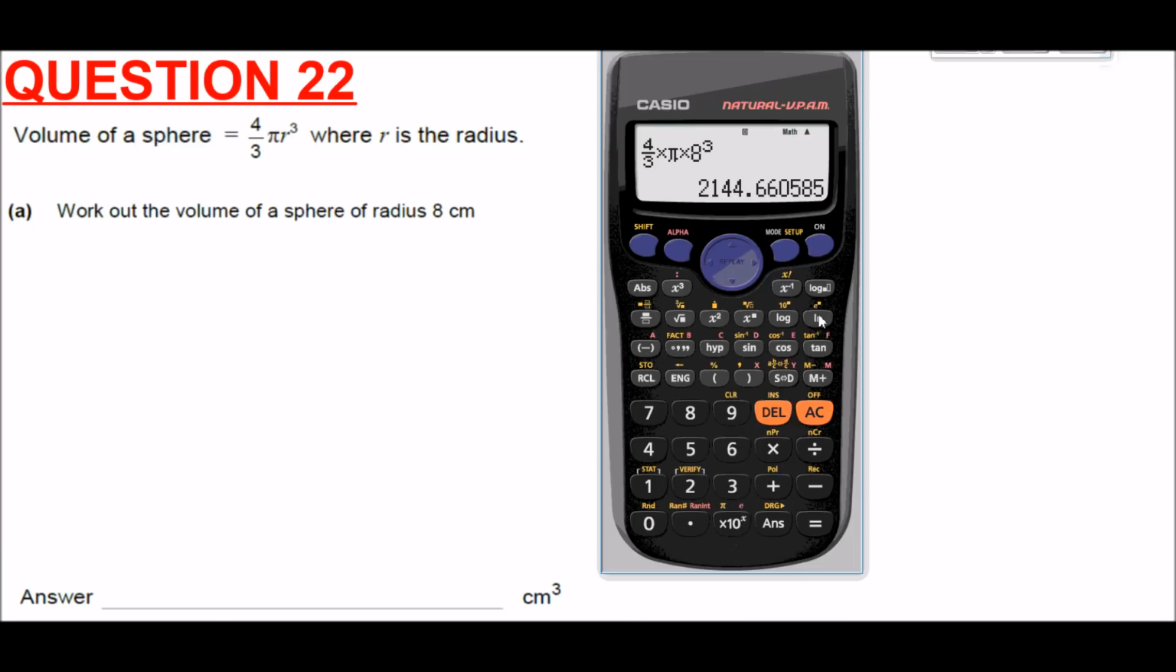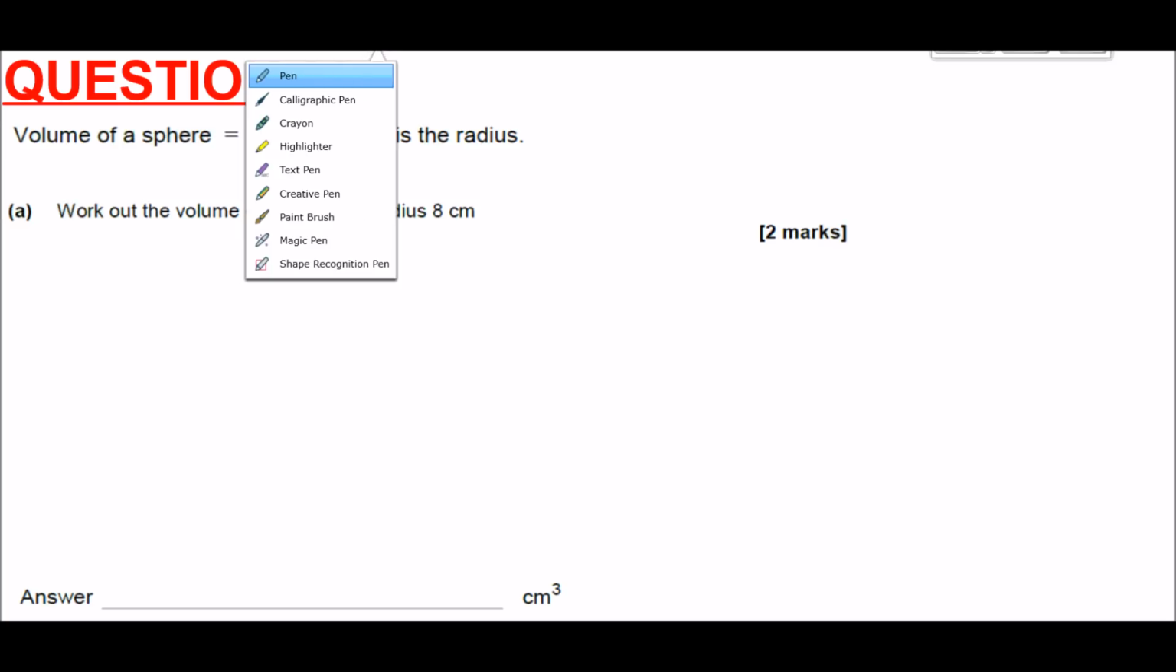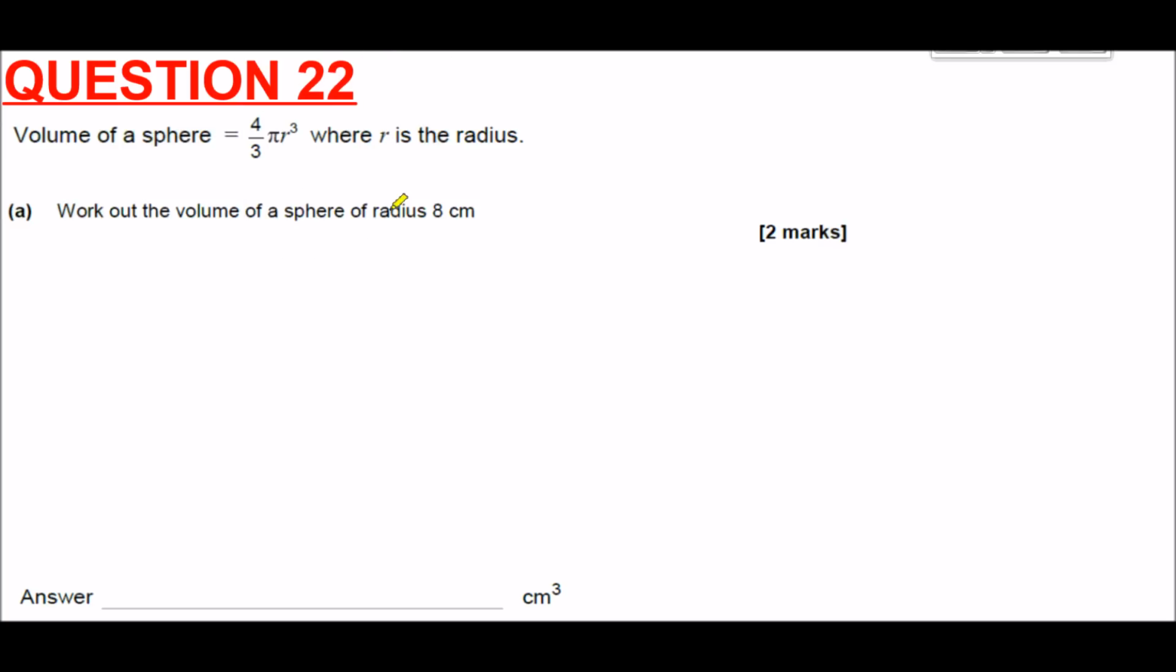Question 22, we've been given a formula for the volume of a sphere, which is 4/3 pi r cubed, where r is the radius. And so what we need to do here is work out the volume of a sphere of radius 8 centimetres. I've been told already what the radius is. The radius is 8, and it says here r is the radius.